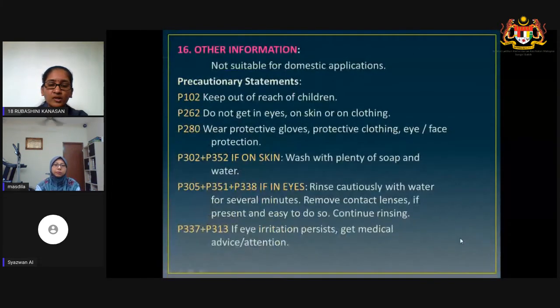Okay, for the other information, there's precautionary statements as mentioned as P. Keep out of reach of children. As usual, avoid contact with eye, skin, clothing, wear protective gloves, proper PPE, wash with plenty of soap if on skin. In eyes, rinse cautiously with water for several minutes, and if there is a contact lens, they should remove.